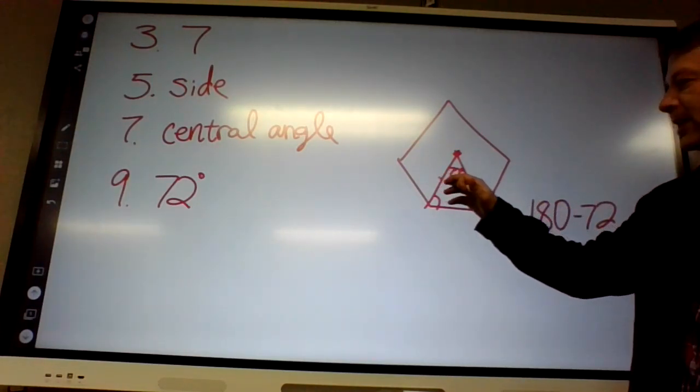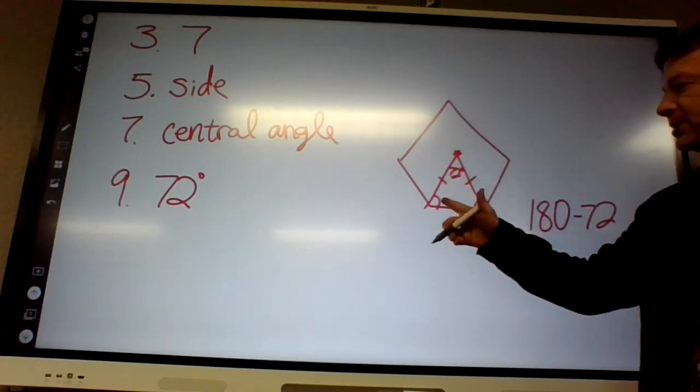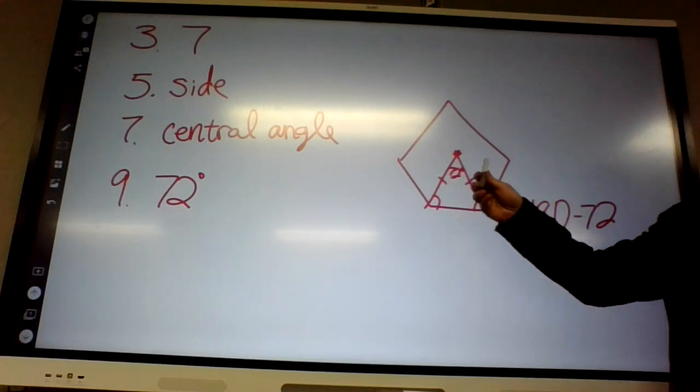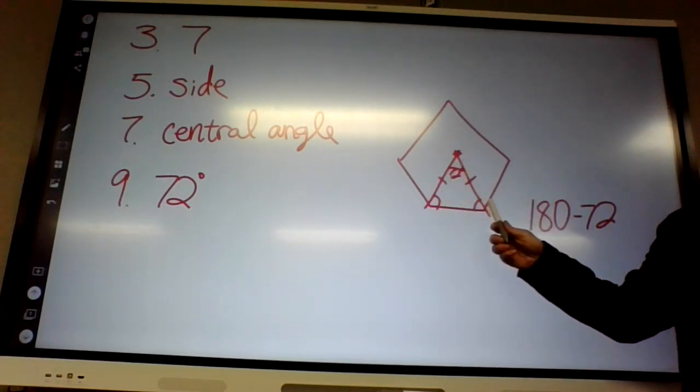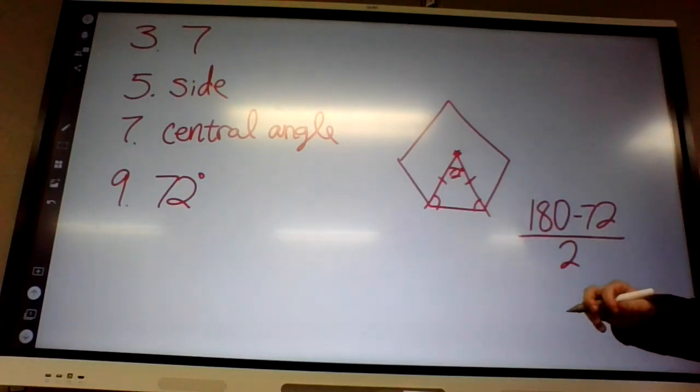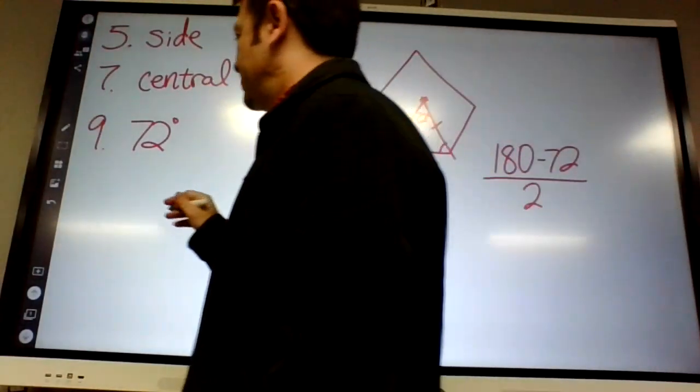Yes, because the radii have to be the same length, these two angles have to be the same. So 180 minus 72 gives you these two angles together, but then you split it in half to find just one of them.